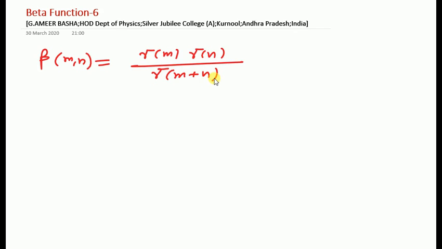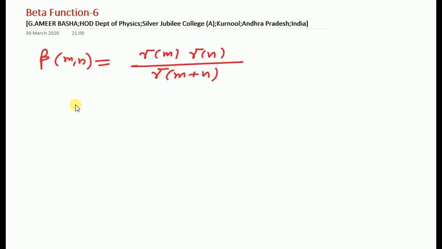We arrived at the result. We started from the beta function and derived beta in terms of gamma. Now what we will do, we will start from the definition of the gamma function and we will end with the beta function. Okay, let us see how we will do.